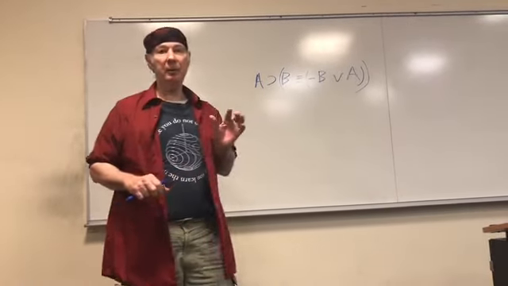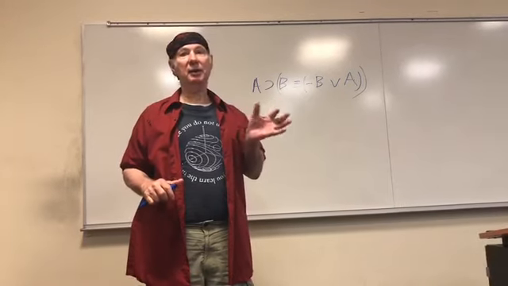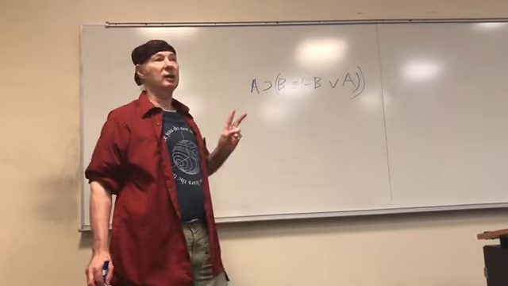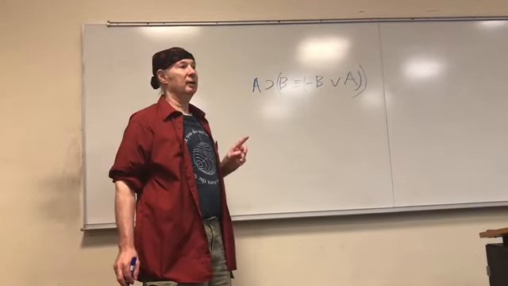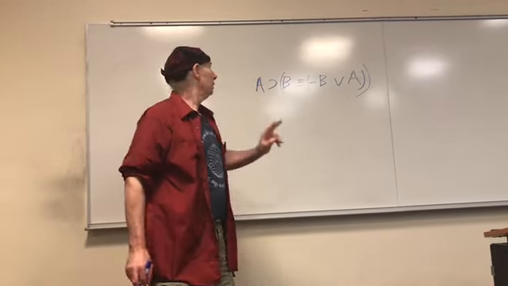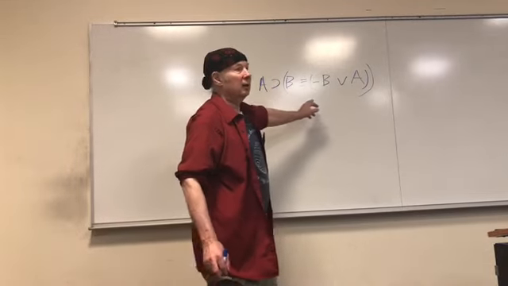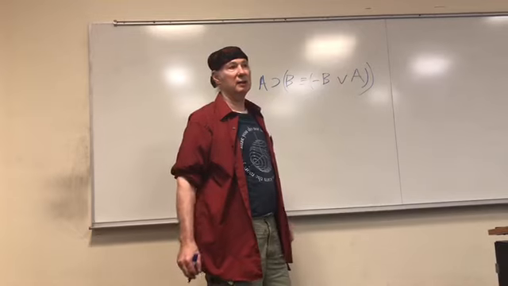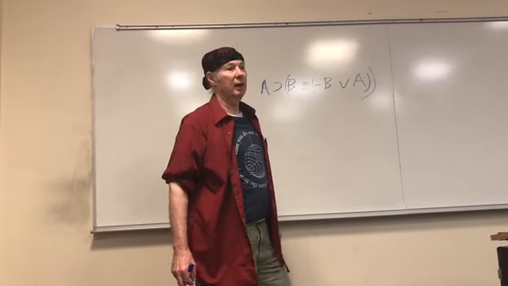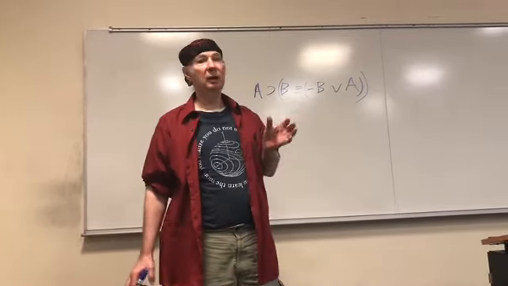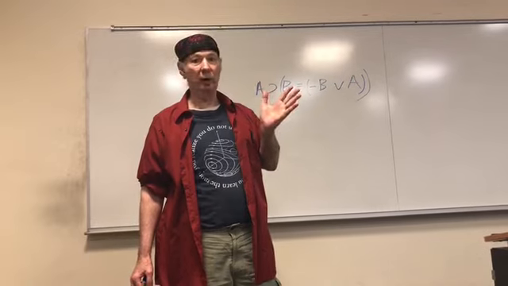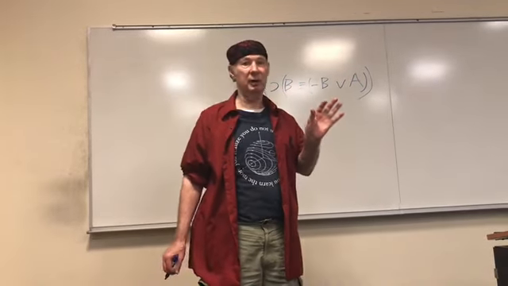Okay, step one, count the number of distinct atomic sentences. How many different atomic sentences are there? Two. Just A and B. When B recurs, that's not a new atomic sentence. Step two, determine how many rows there will be in your truth table. 2 to the 2 is 4 rows in the truth table.